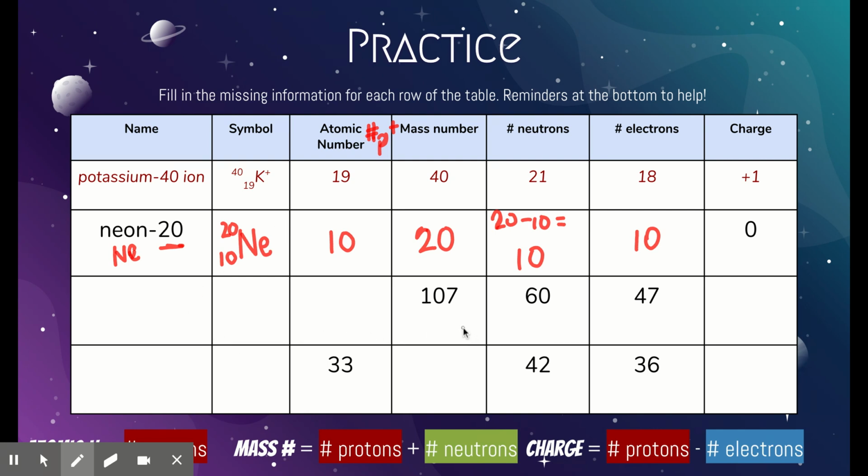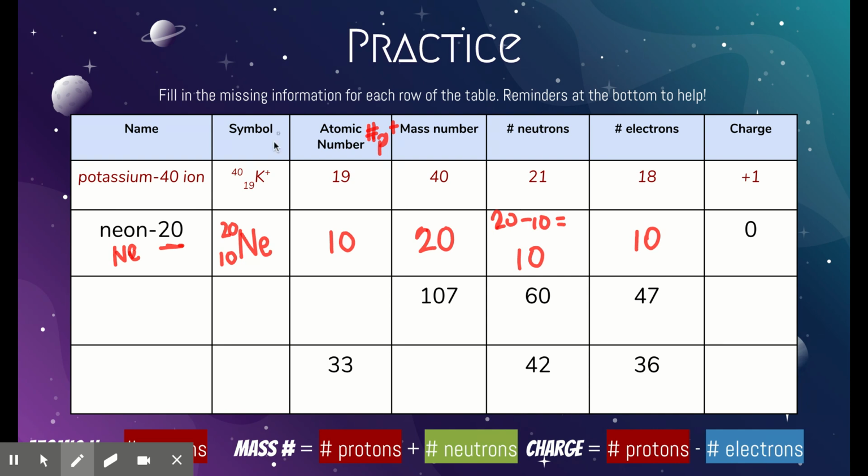Let's look at the next one. What I see is that I have a mass number of 107, I have a number of neutrons, and I have a number of electrons. Okay? And so I am going to calculate my missing pieces of information. So if I know what the mass is and I know what the number of neutrons is, I can determine how many protons I must have.